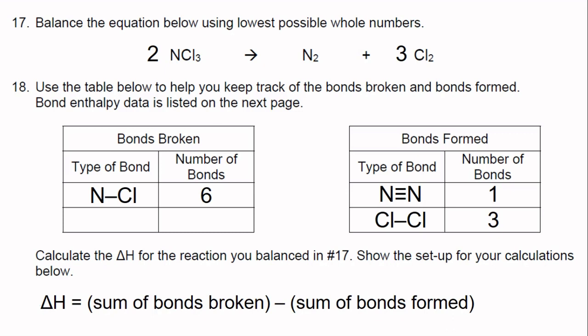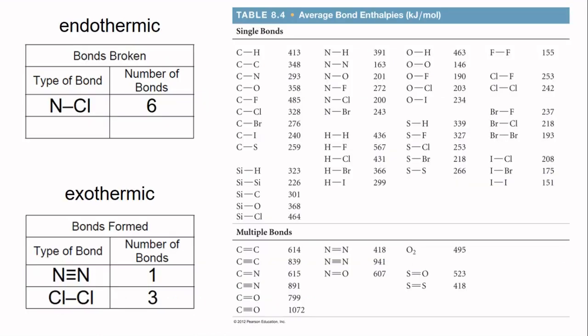The delta H is going to equal the sum of the bonds broken, which is an endothermic process, minus the sum of the bonds formed. Again, that's an exothermic process. So I found nitrogen-chlorine. It comes in at 200, so we have 6 times 200. And then I found the nitrogen-nitrogen triple bond at 941. And then a chlorine-chlorine single bond is 242. So it's going to be bonds broken minus bonds formed.